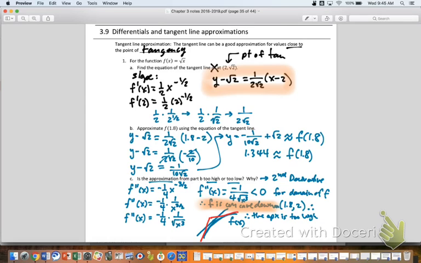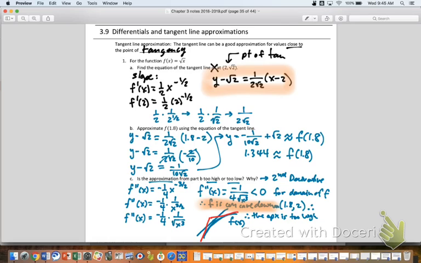Yeah. So I would be willing to bet if we did the square root, and you're welcome to do this, if we did the square root of 1.8, it'd be pretty close to 1.344. So what we're doing here is we're using our tangent line, which we found in A, to approximate the curve.